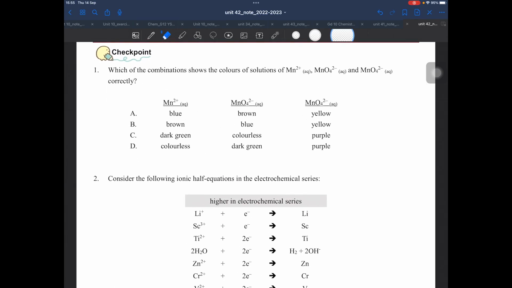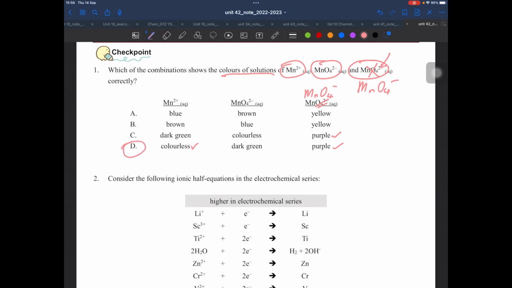For this checkpoint, you are asked about the color of the solution for 3 different types of manganese ion. And I think there is a typo here, right? It should be MnO4-. Alright, sorry for that. If there is MnO4-, I think everyone can get the answer easily, right? It must be purple. For Mn2+, it must be colorless. So very good, we find the answer is D.